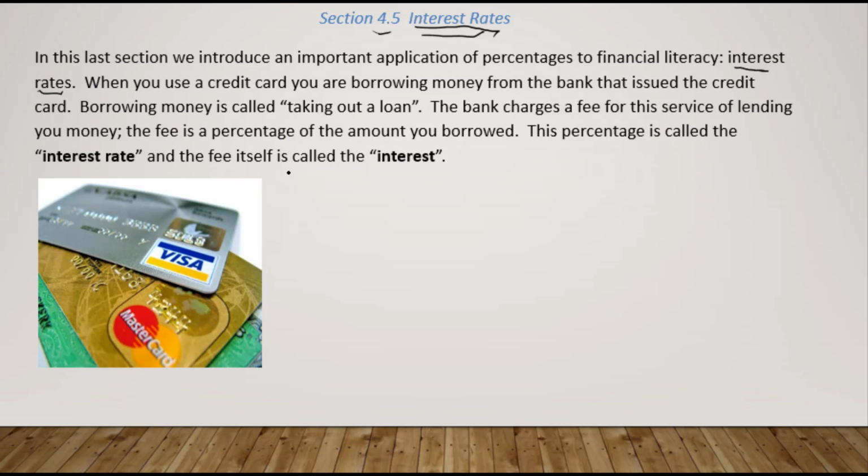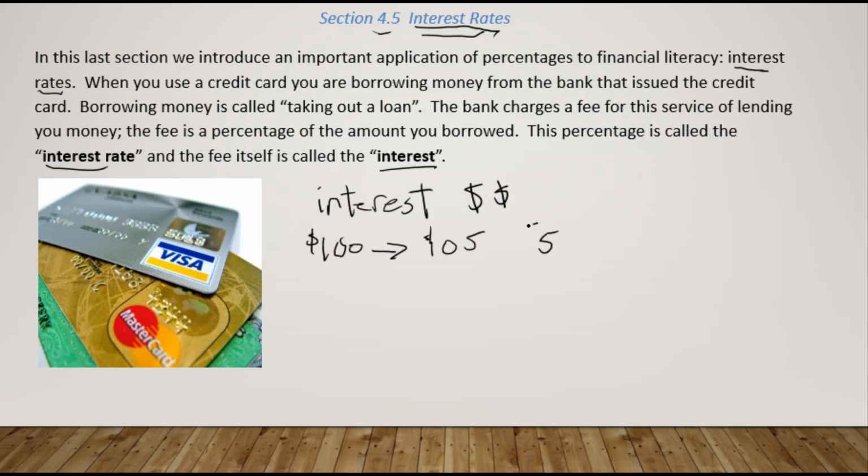Now, a lot of students get confused between interest rate and interest. Interest itself is just simply dollars. So if you borrow $100 and you have to pay back $105 in the end, the $5 is the interest that you paid. It's the fee you're charged for borrowing money. Welcome to the real world, right?